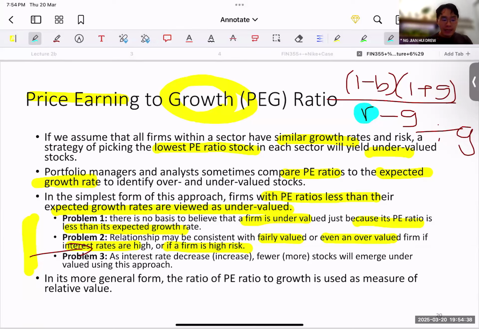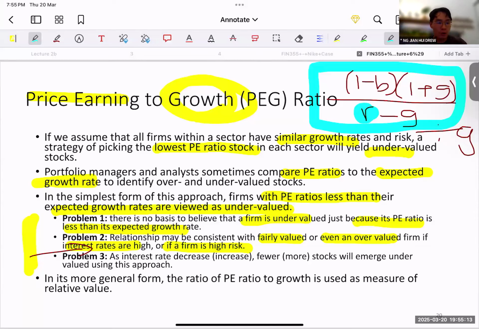Maybe I'll just repeat one more time. If your interest rate or the firm risk is high, your R is big, right? If R is big, it means your PE, which is given by this, is small. If your PE is small, your firm will be considered undervalued, right? So this has an issue, right? There's some consistency issue.